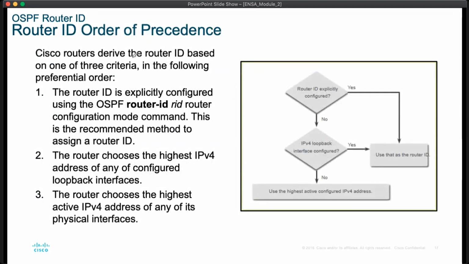Cisco routers derive the router ID based on one of three criteria in the following preferential order. First, the router ID is explicitly configured using the router-id command in router configuration mode. This is the recommended method to assign a router ID. Second, the router chooses the highest IPv4 address of any of its configured loopback interfaces. Third, the router chooses the highest active IPv4 address of any of its physical interfaces.